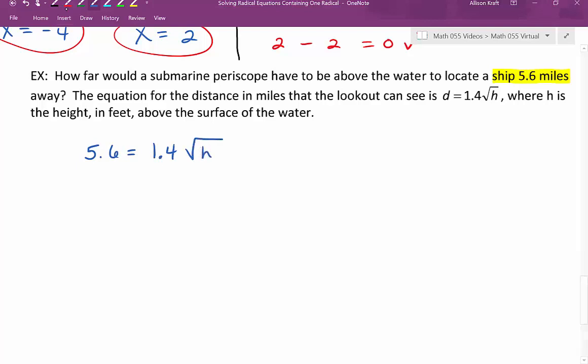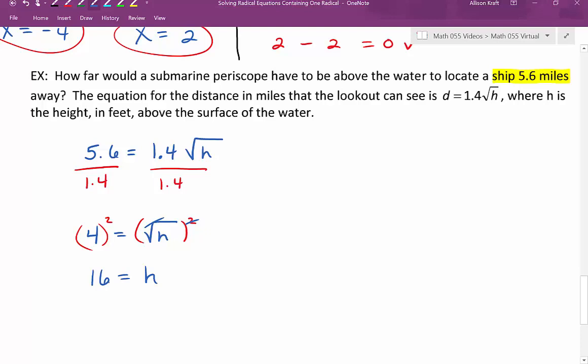We get 5.6 equals 1.4 times the square root of h. To solve a radical equation, you first want to isolate your radical. We'll do that by dividing both sides by 1.4. That gives us 4 equals the square root of h. Next, we want to raise both sides to the appropriate power to cancel out our radical. It's a square root, so we square to get rid of it. On the right, our square and square root cancel out, leaving us with just h. And on the left, we get 16.